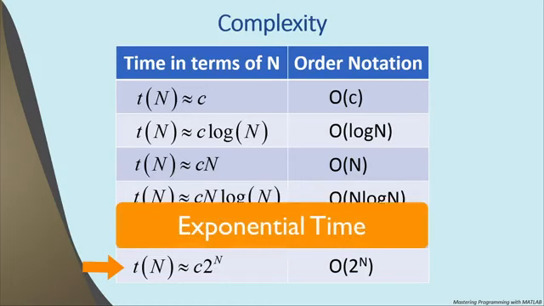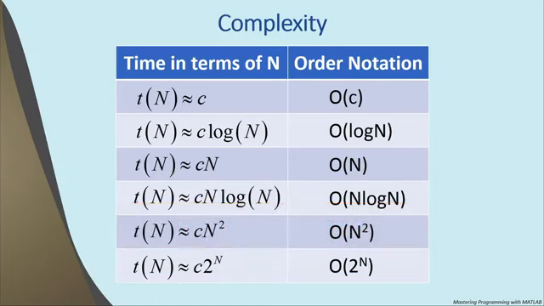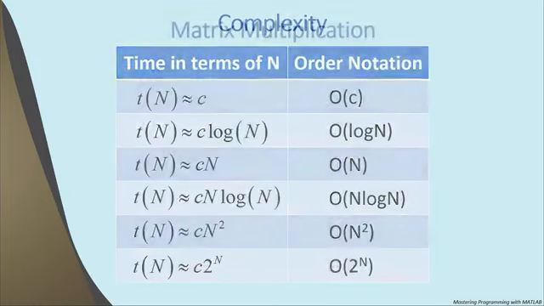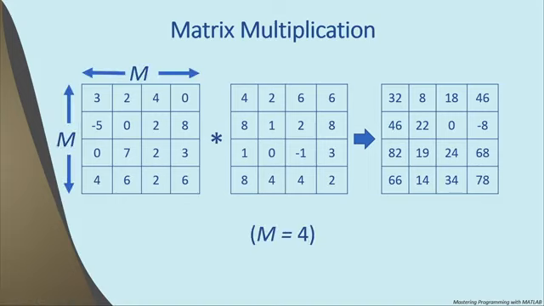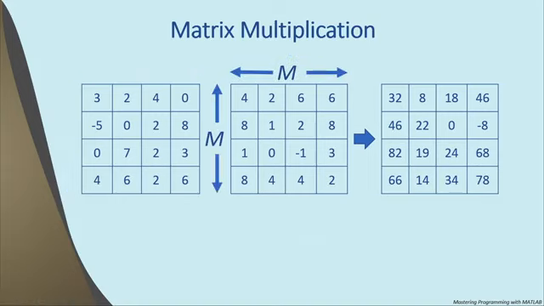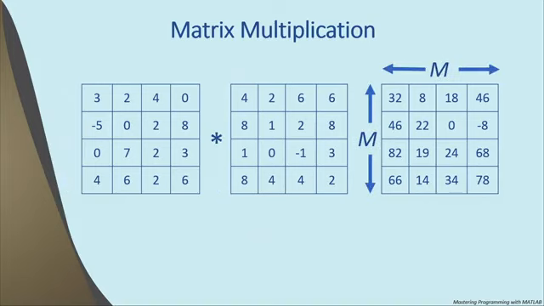We could stop with these 6, but we're going to squeeze in the complexity of one more problem because it's of fundamental importance to MATLAB, whose name means matrix laboratory. That problem is matrix multiplication. For the sake of simplicity, take an m by m matrix and multiply it by another m by m matrix. The result is going to be m by m as well.